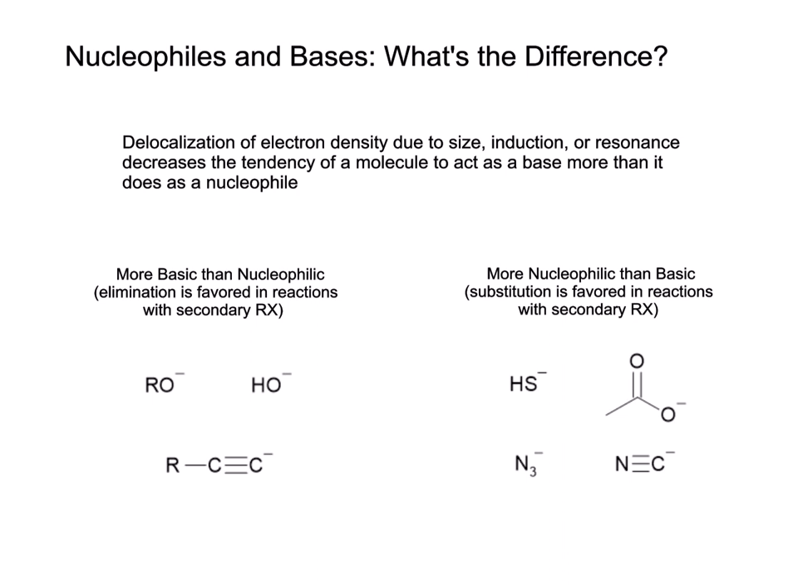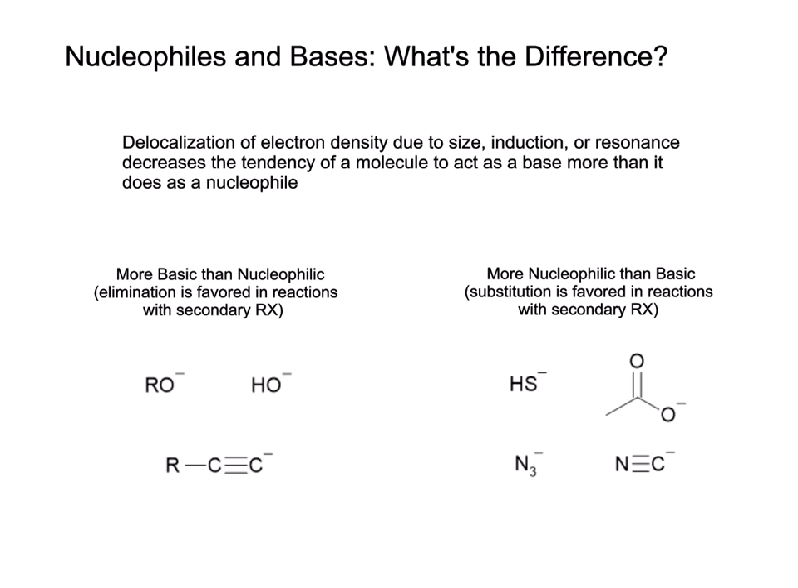If we compare SH- with OH-, sulfur is further down on the periodic table. That means sulfur is larger than the oxygen, so the negative charge is spread out among an orbital that is a lot further away from the nucleus. So it's delocalized due to size, and that makes it more nucleophilic than basic because we decrease the basicity more with the increasing size.